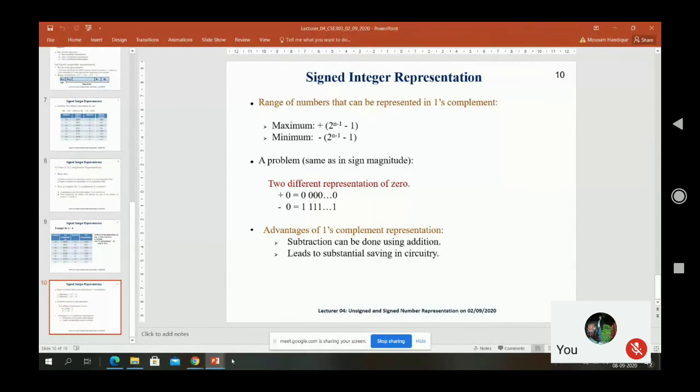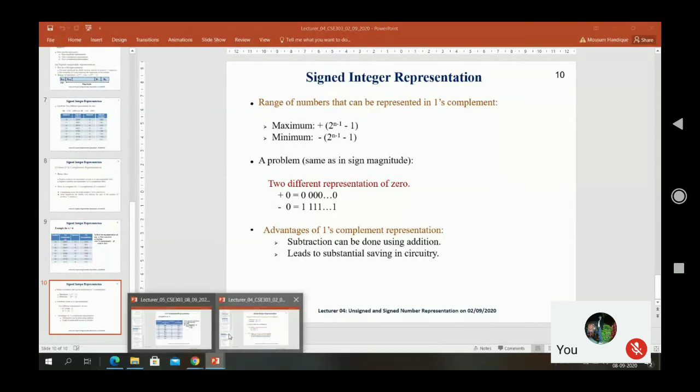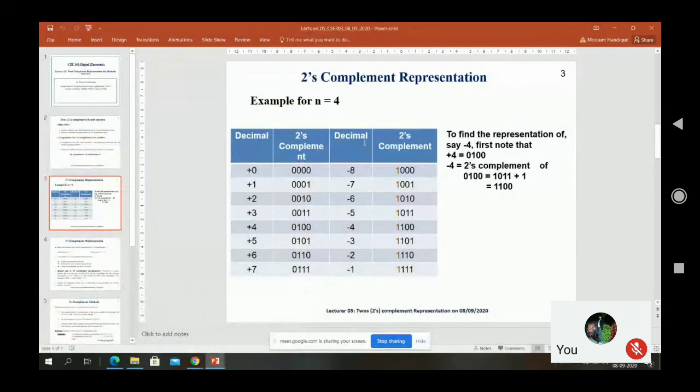But when we use the two's complement form, see, plus 0 is represented as 0, 0, 0, 0 and minus 0 is also represented as 0, 0, 0, 0. In two's complement, minus 0 means the same as plus 0, so the same values are repeating. For that reason, we do not use minus 0 here.